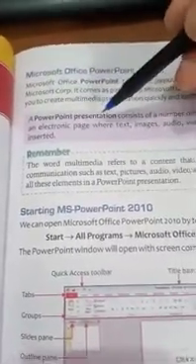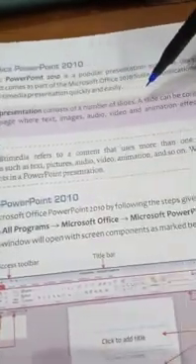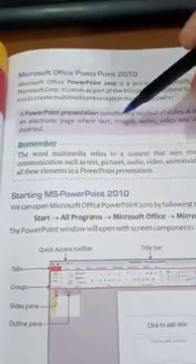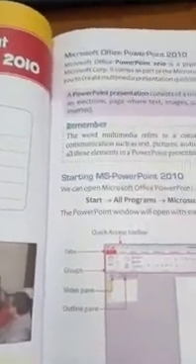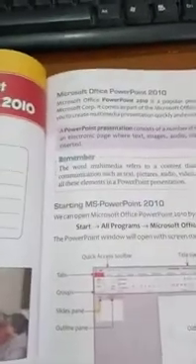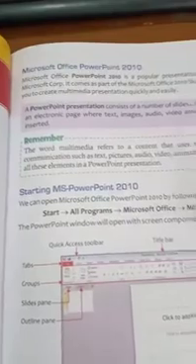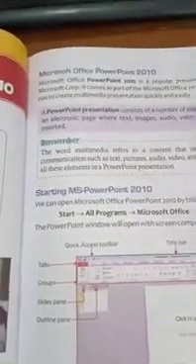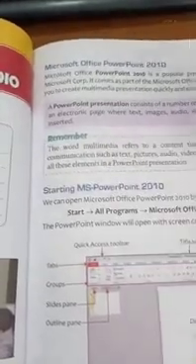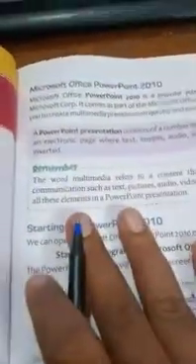A PowerPoint presentation consists of a number of slides. A slide can be considered as an electronic page where text, images, audio, video and animation effects can be inserted, just like a book has various pages, page 1, page 2. Similarly, a presentation also consists of a number of slides, and a slide is a page of a presentation on which we put our text, images, audios and videos.